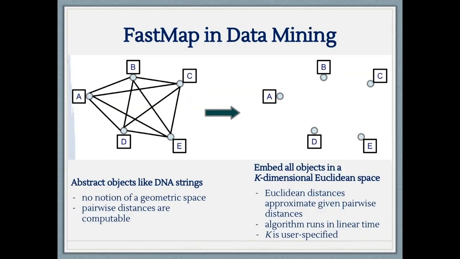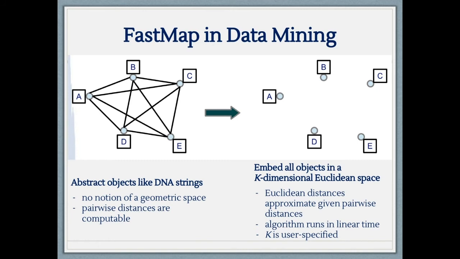To help understand FastMap, we will quickly go over the evolution of the algorithm from its beginnings to its present modification that supports directed graphs. The original FastMap algorithm came from the data mining community. In it, each entity was an abstract object, not a node in a graph, and they assumed that pairwise distances are computable in constant time. For example, if the objects were DNA strings, we can compute the distance between any pair of objects in constant time. The algorithm embeds these distances in a Euclidean space of a specified k dimensions and would run in linear time.